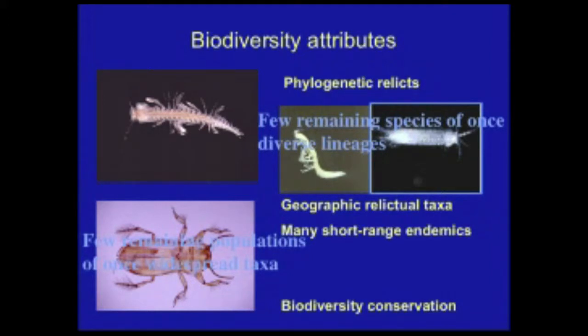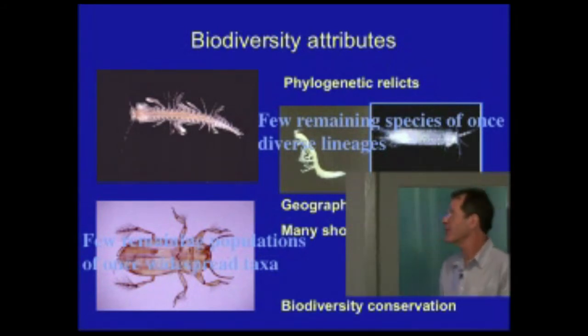And we also get a lot of geographic relic taxa, so that is species that were once widespread that are now restricted to quite small areas. And they're typically what we know as short-range endemics. That is, the species is only known from a small geographic area. Commonly, a single cave, for example, might be the entire world distribution of a given species. This, of course, makes biodiversity conservation with these groups very difficult, very complicated.